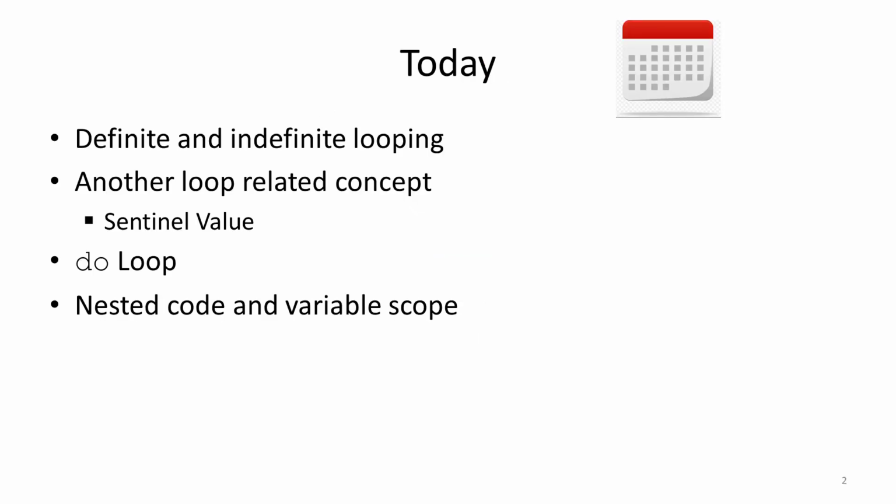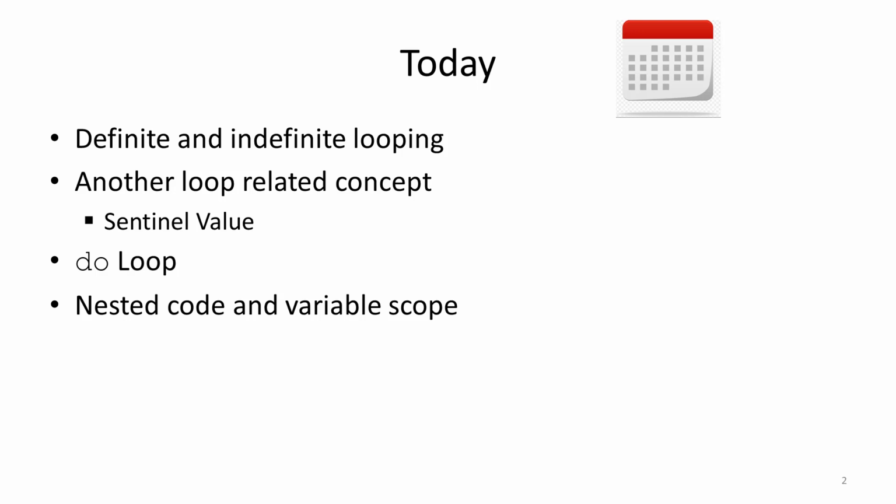The first thing that we will look at is definite and indefinite looping. These are approaches or situations and not specific types of loops. Specific types of loops would be while and for, but definite and indefinite are approaches. We'll revisit loop-related concepts and introduce a new one called sentinel value.